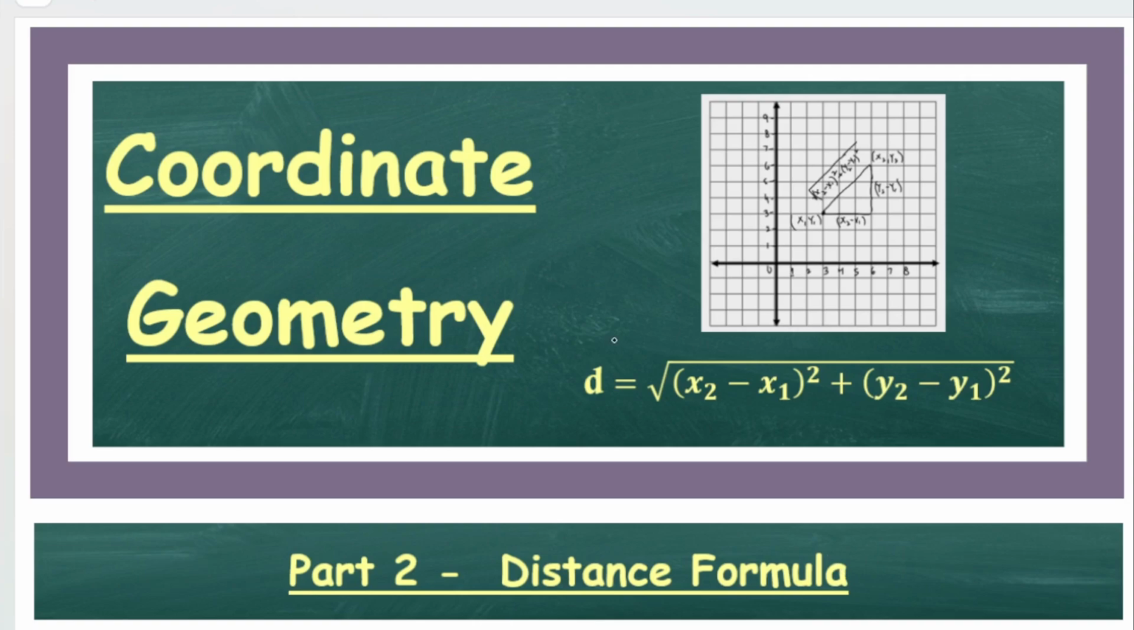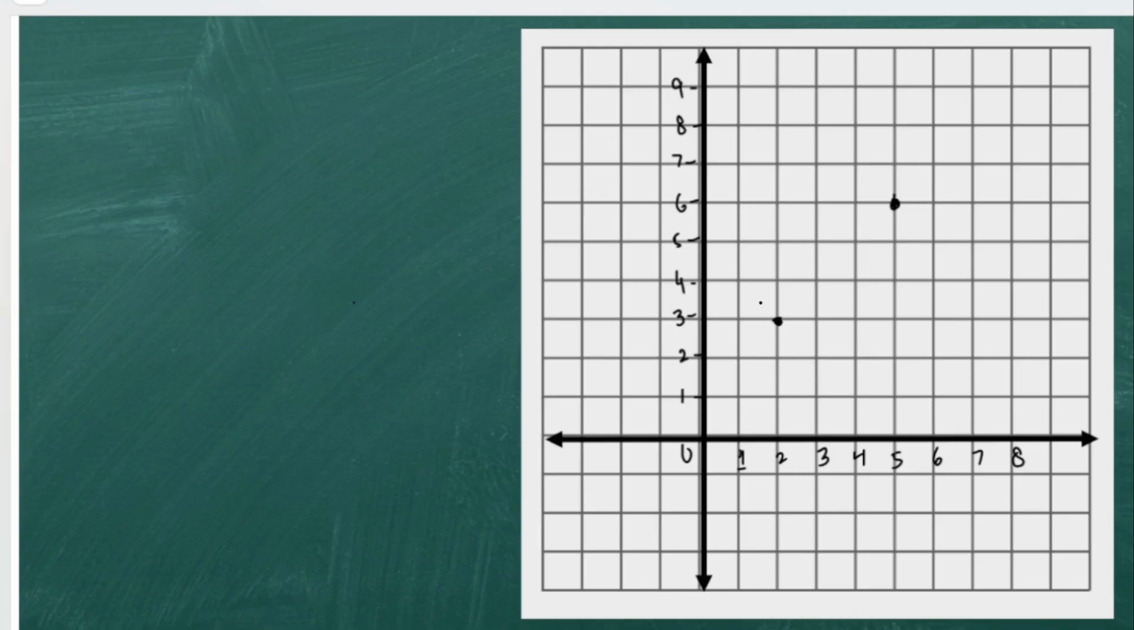Let's learn the distance formula in the series of coordinate geometry in just a few simple steps. Suppose I want to find the distance between these 2 points. The coordinates of this point are 2, 3 and the coordinates of this point are 5, 6. The distance formula is nothing but the application of the Pythagorean theorem.